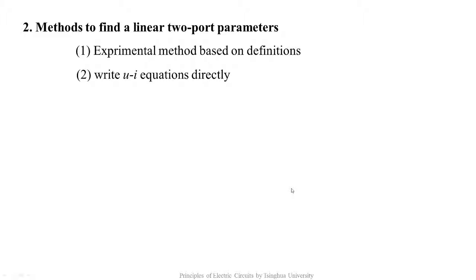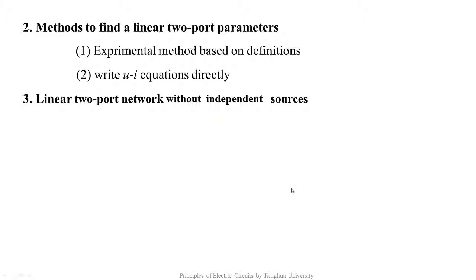Secondly, we summarize the methods to find a linear two-port's parameters. In the previous lecture, we introduced two methods. The first one is the experimental method based on the definitions, which means we can get the corresponding parameters by letting the two ports be open or short respectively. For some simple two-ports, we can write out the voltage current relationships of the ports directly, solve these equations and pick up the corresponding coefficients. We can get the two-port parameters.